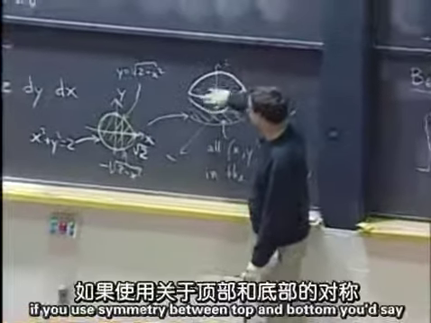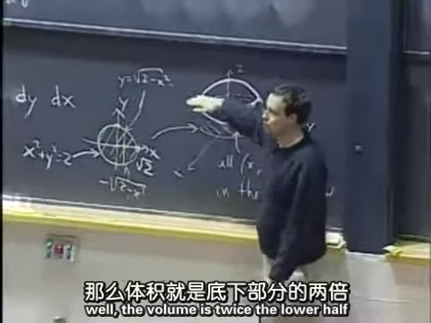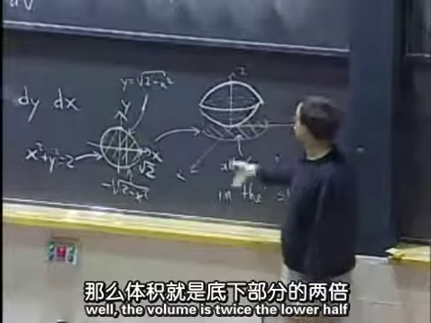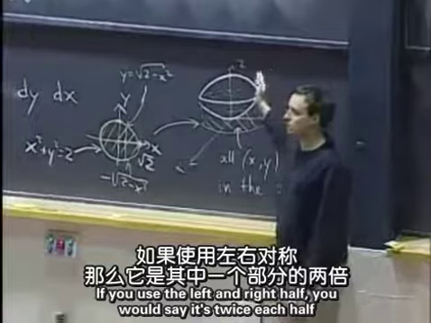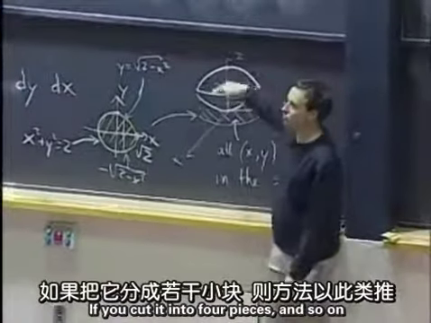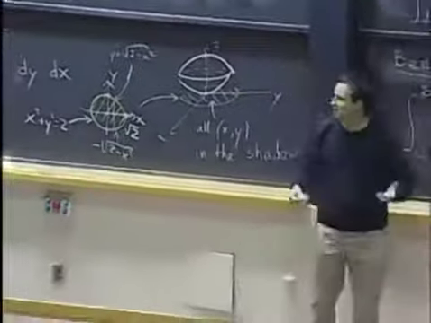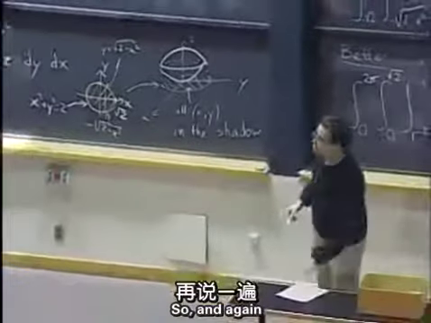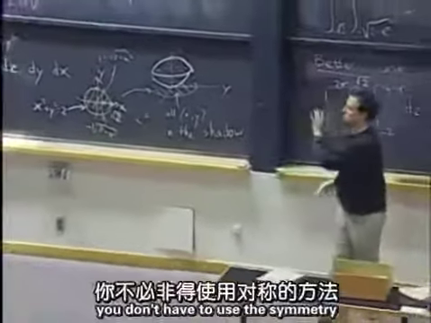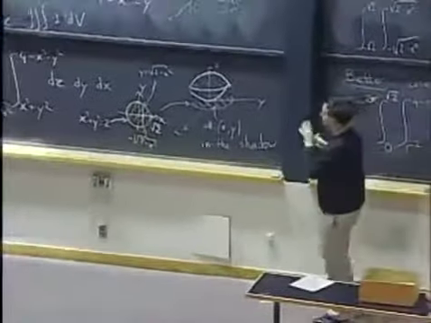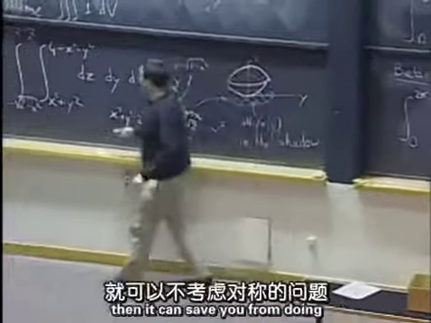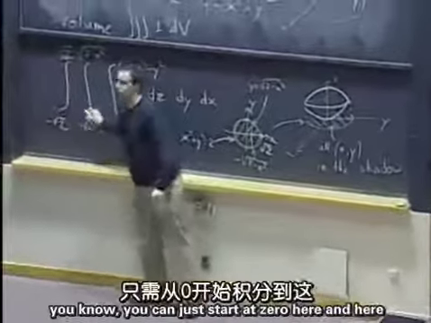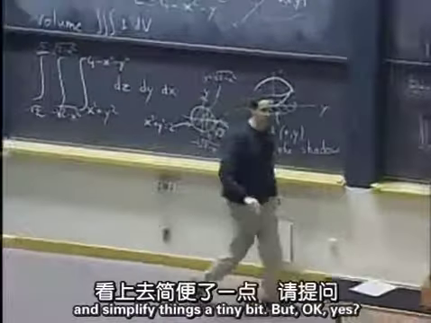For example, if you use the symmetry between top and bottom, you'd say the volume is twice the lower half. If you use the left and right half, you would say it's twice each half. If you cut it into 4 pieces, and so on. And again, you don't have to use the symmetry. If you don't think of using polar coordinates, then it can save you from doing extra work, you can just start at 0 here and simplify things a tiny bit.